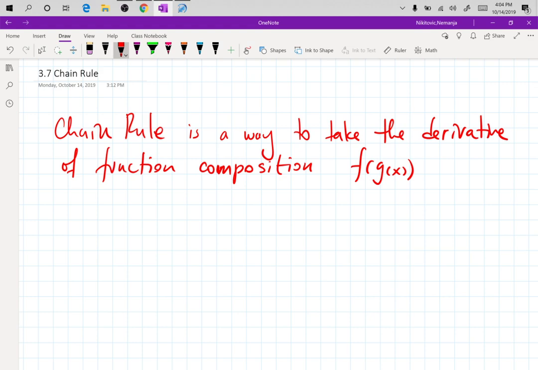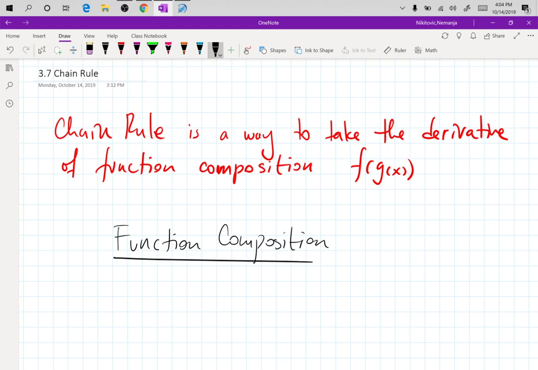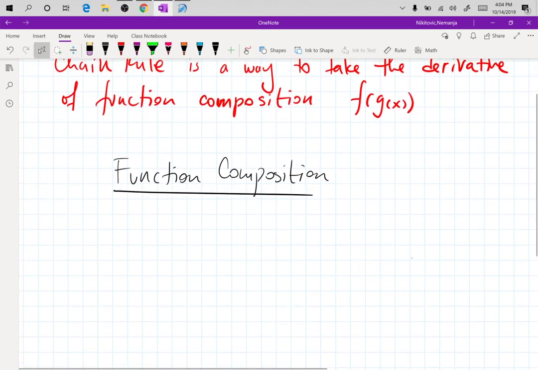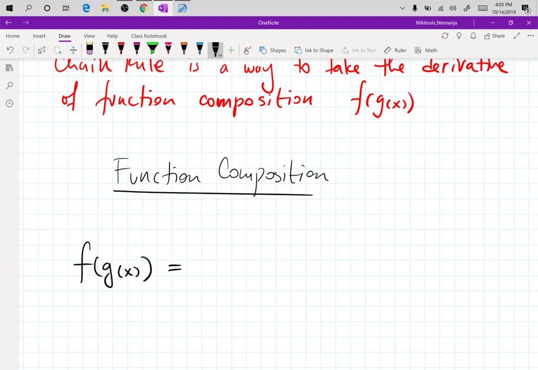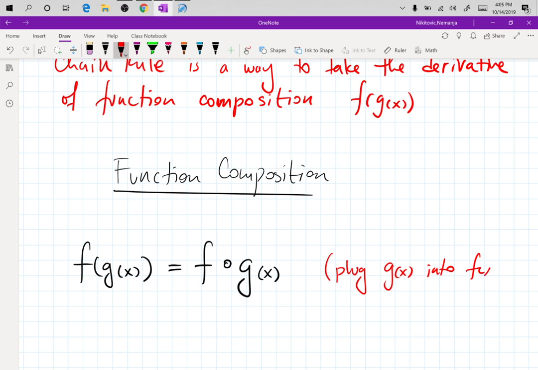Before we go and deal with the derivative of function composition, we need to talk about function composition. So function composition in this case relates to f of g of x, which is also known as f composed with g of x. So these are the two notations that you guys have seen in the past.